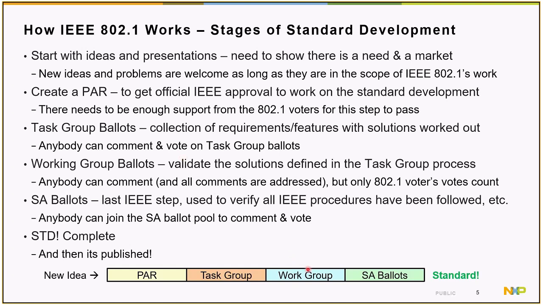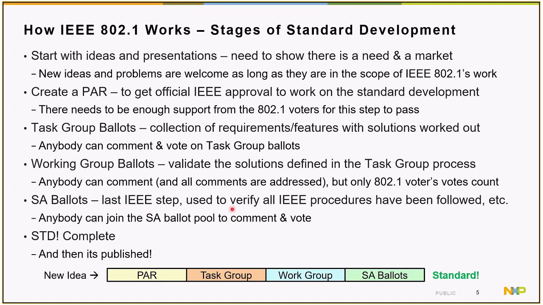Then working group ballots is when the solutions that were defined in the task group ballots are validated. And again, anybody can comment on the work group ballot phase, because in 802.1 all comments are addressed, but only 802.1's voters count whether the ballot is going to pass and go to the next level, which is SA ballots, which is Standards Association ballots, and that's the last IEEE step.